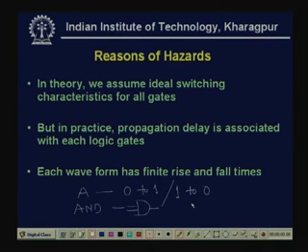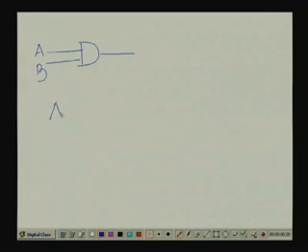Now, whatever the thing, say I am taking a 2 input AND gate, or A dot B, say an A dot B operation. So, Z equal to A dot B. Now, in practice, in real life, it will take some time.